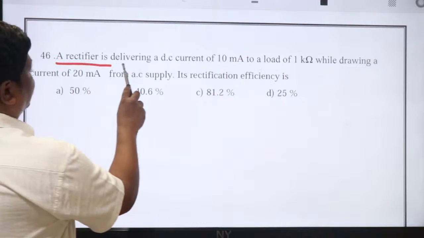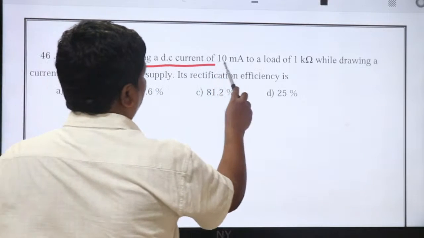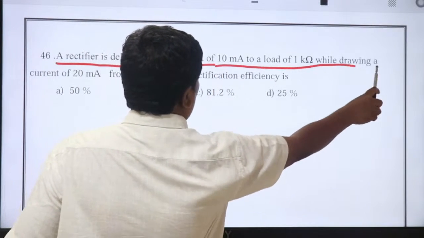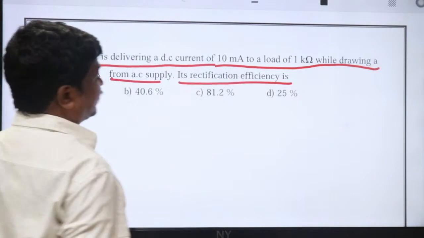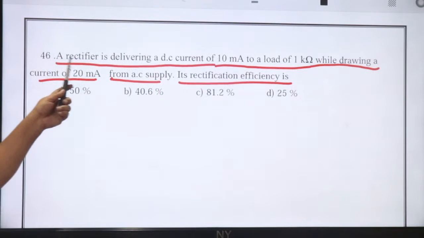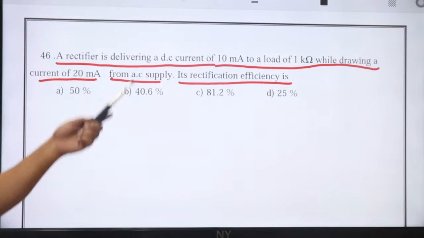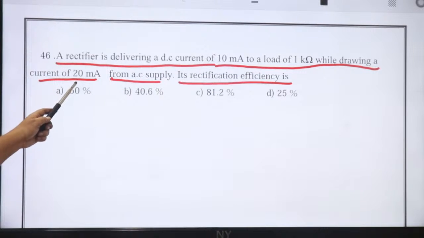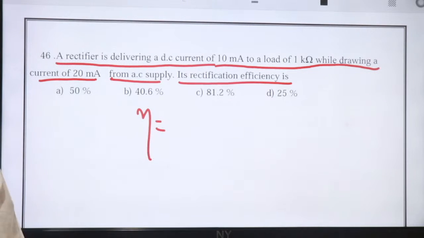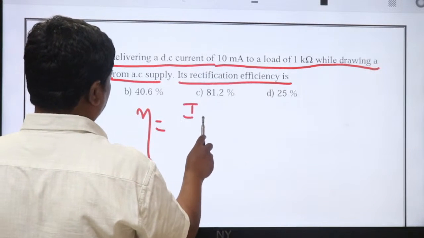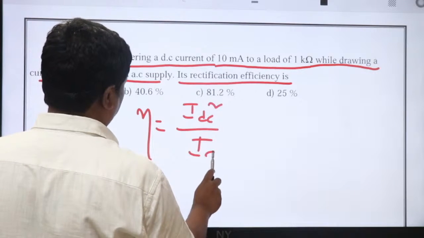Next, a rectifier is delivering a DC current of 10 milliamperes to a load of 1 kilo ohm while drawing a current of 20 milliamperes from the AC supply. Its rectifier efficiency is? What is the rectifier efficiency formula? Output power by input power, that is IDC square divided by IAC square.